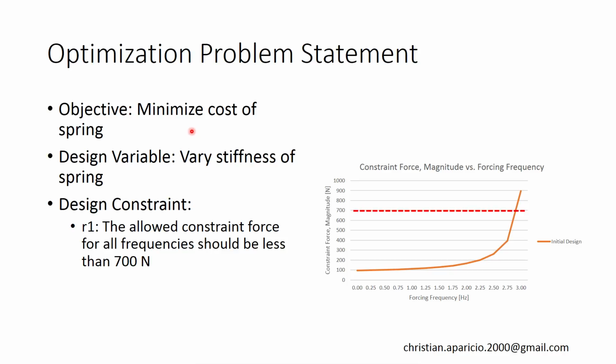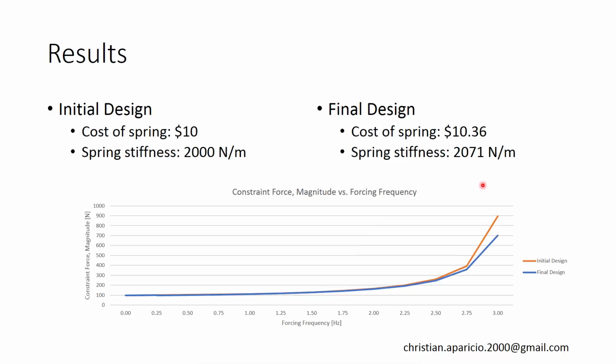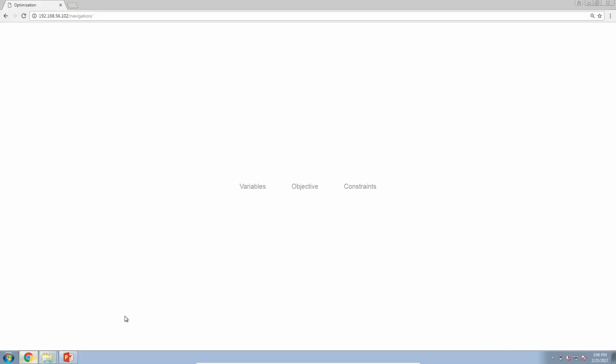We're minimizing the cost of the spring, we're varying the stiffness of the spring, and as for design constraint, we're going to say that for all the forcing frequencies, we want to make sure that at each forcing frequency, the constraint force is no more than 700 newtons. So now let's go ahead and jump into the web app and walk you through the process of doing that.